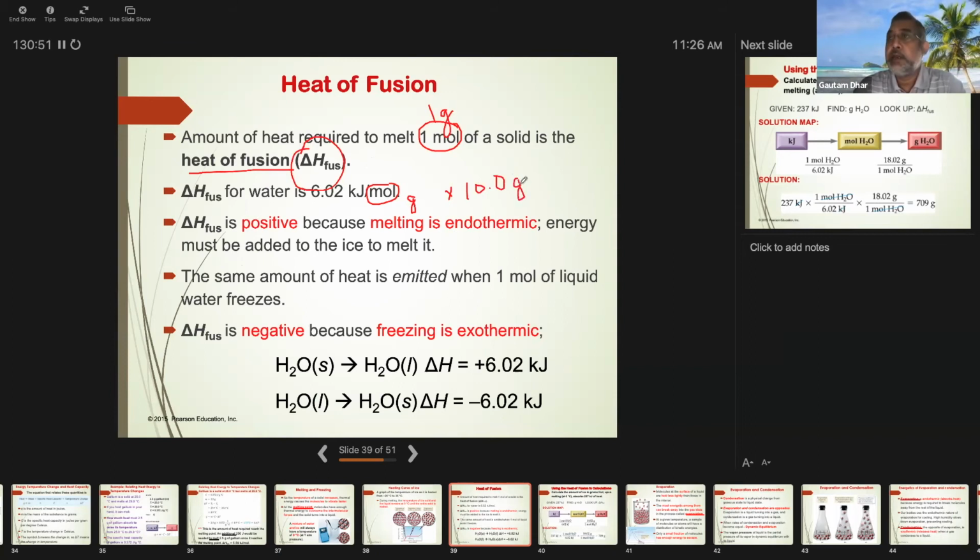And there's no delta T term because there is no change of temperature. The delta H is negative for freezing because it is exothermic. Exothermic means heat is given out from the ice. So it's losing heat, and that's why it is negative. So the sign convention also needs to be considered here.